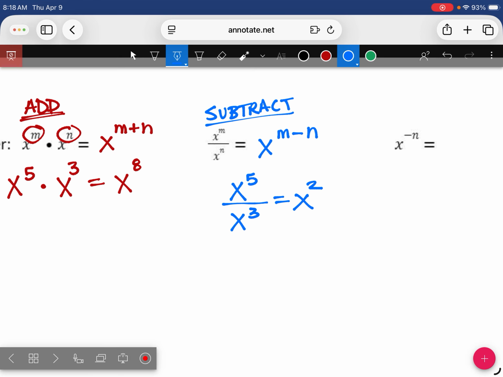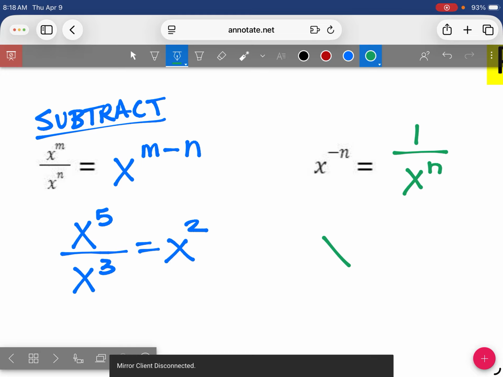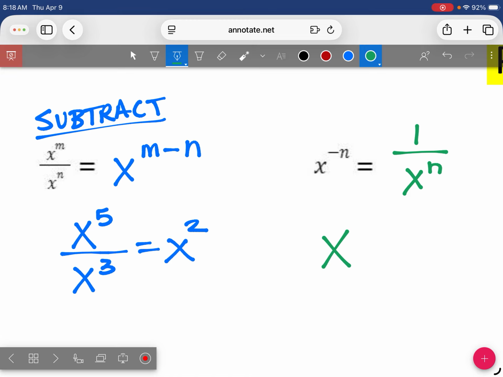And lastly, we cannot leave exponents negative. So when you have a negative exponent, we move it down and it becomes positive. So this will become 1 over x to the positive n. So example, if I have x to the power of negative 3, it becomes 1 over x to the positive 3. And those are the 3 exponent laws that we're going to use when we're simplifying.